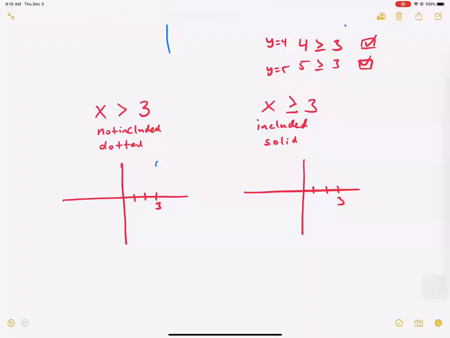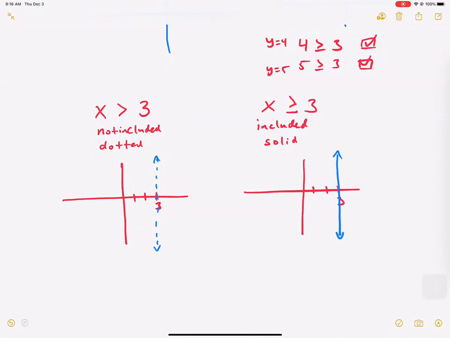But we can't do a bunch of circles here like we did in a line graph. We're going to use instead a dotted line, dot, dot, dot, dot, to denote, don't you dare touch 3. While on the right side here, since we could be equal to 3, remember how this is our equal sign? We're going to draw a solid line at 3. So first, make sure you take note of this, the difference between an equal or not equal to.